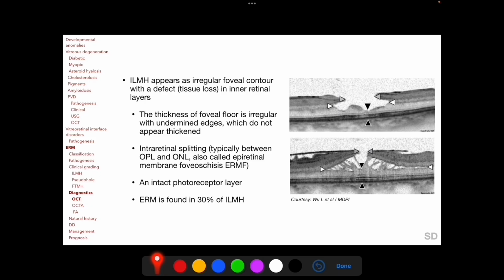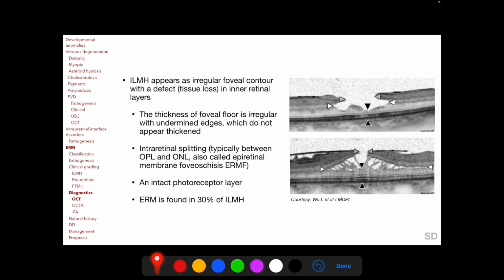On optical coherence tomography, an inner lamellar macular hole has an irregular foveal contour with defect or tissue loss in inner retinal layers. The thickness of the foveal floor is irregular with undermined edges which do not appear thickened.